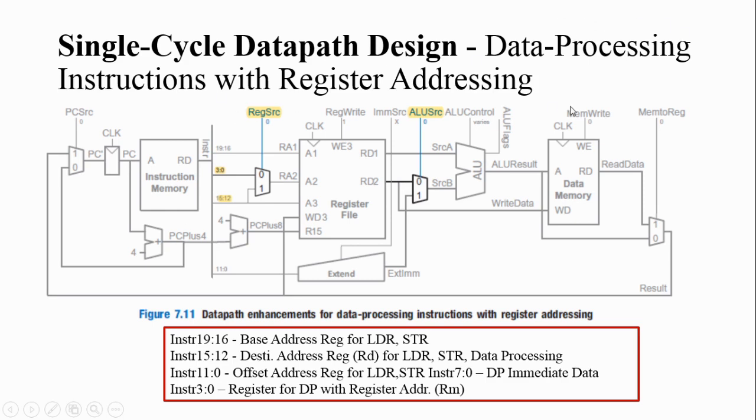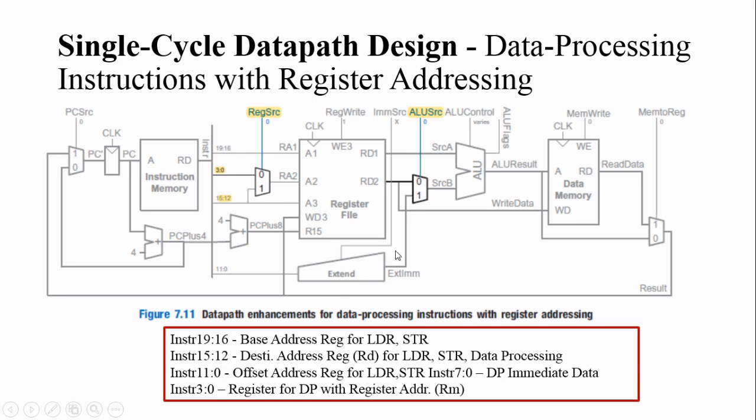And in data processing with register addressing, what all control signals do you need to keep in mind? The register source control signal should be 0 in order to configure the second operand to the input of A2. Register write should be 1, because the destination you need to write into A3. Then the clock you should give. Then IM source should be 0 as you told before. Then ALU source should be 0. 0 means you are taking the second operand data as source B. So ALU source should be 0.